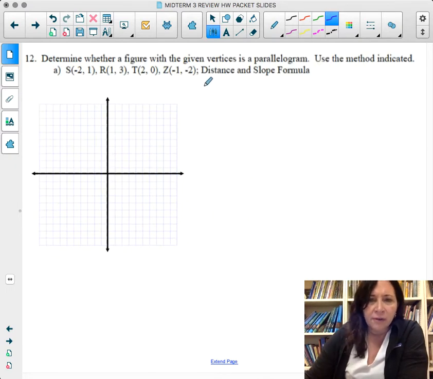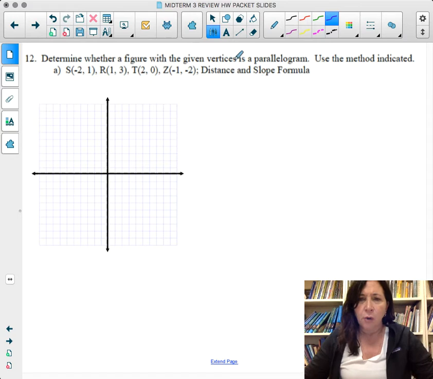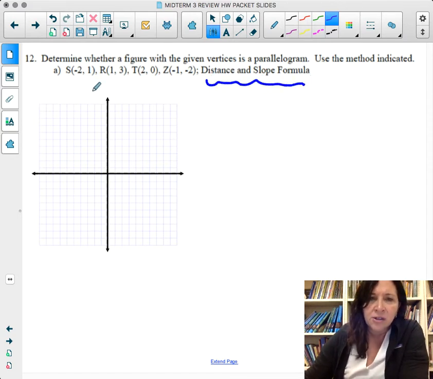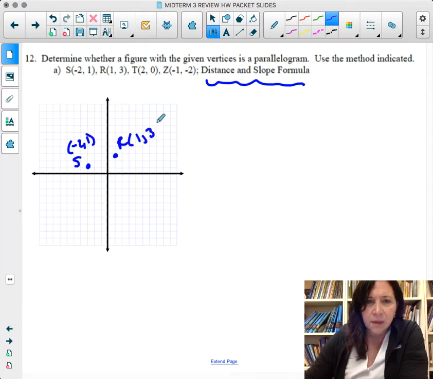Determine whether a figure given its vertices is a parallelogram. So if I want to know if this is a parallelogram, the first thing I need to do is use the distance and slope formula. So let's use that. So we have -2, 1, which is S. R is 1, 3. T is 2, 0. And Z is -1, -2.